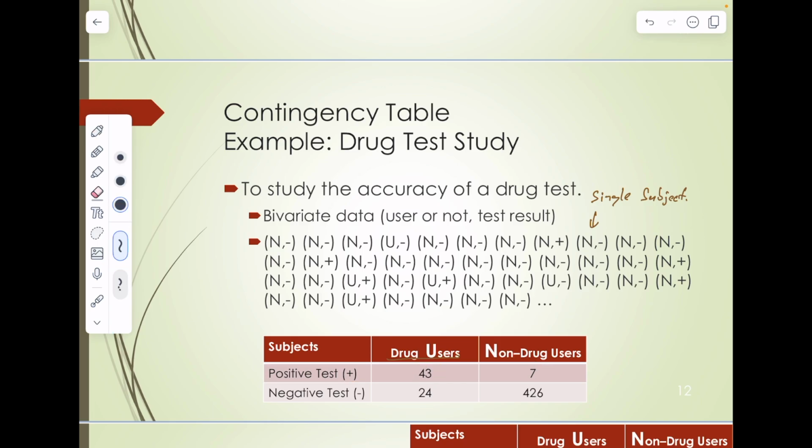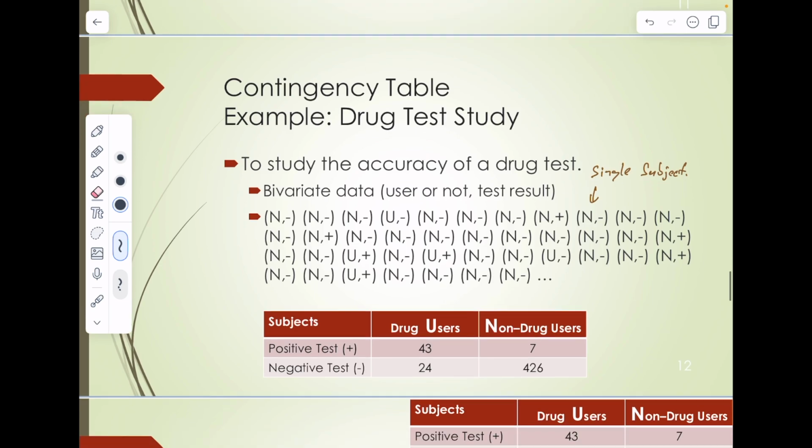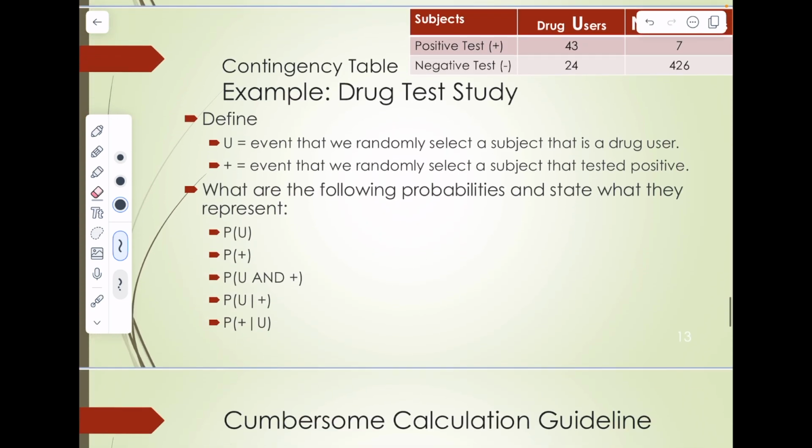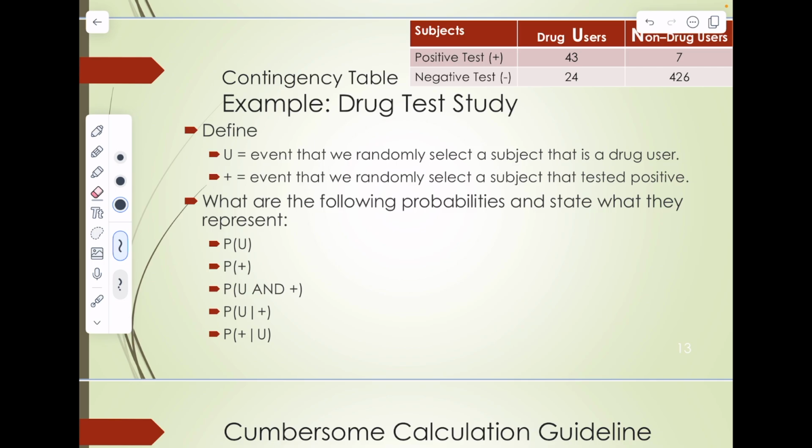And so that's our contingency table. That's called the contingency table, a two-way frequency table. The 2 variables here are whether they're a drug user or not, and their test result. Okay, now, what sort of questions might you have? So these questions here. We can find out these questions.